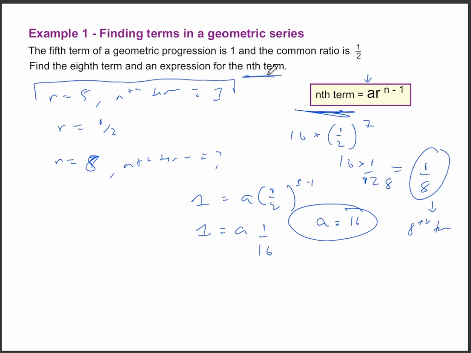Then to find a general expression of the nth term, we will just have our A, which is 16, times a half, which is our R, power n minus 1. And that's going to be the general nth term right here.